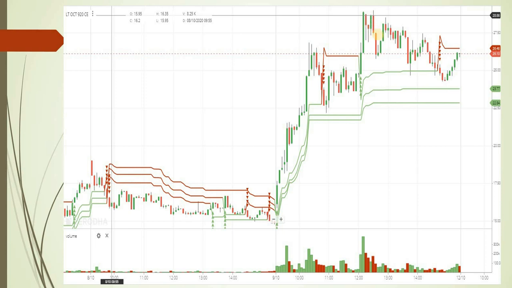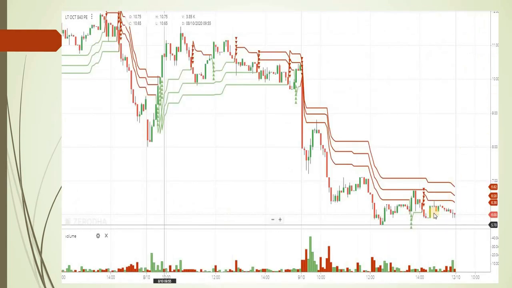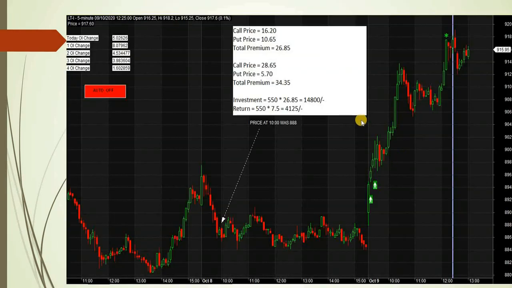This is the 1225 call, this green candle, and the price of this option closed at 28.65. At the same time, the 1225 put option, here it is, closed at 5.70. Now we put both the prices here, 28.65 and 5.7, which comes to 34.35.